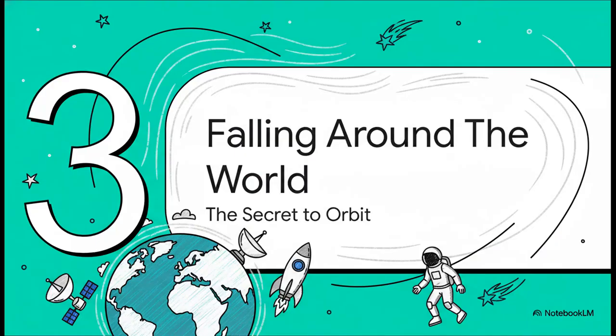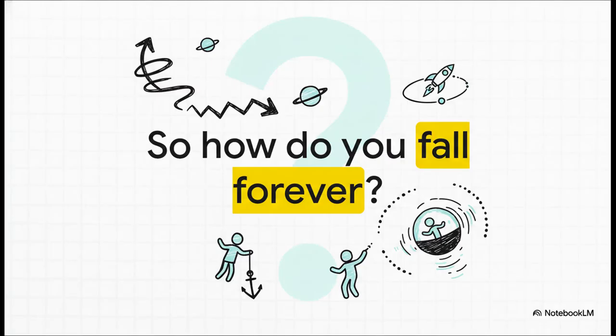And this is where we get to the most brilliant insight of all. It is actually possible to fall without ever hitting the ground. It's this amazing concept of falling around the world. So yeah, the big question is, how on earth do you fall forever? The secret isn't about getting rid of gravity, not at all. It's about using it in a really, really clever way.